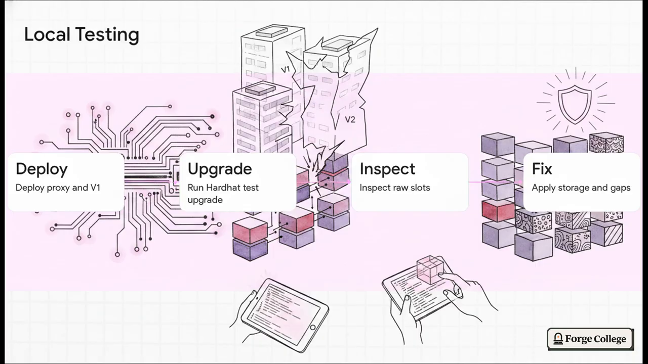1. Deploy the proxy and your V1 implementation. 2. Run a Hardhat test upgrade to that bad V2 layout. 3. Inspect the raw slots to physically watch the collision happen. And 4. Apply our unstructured storage and gaps, and then test it all again. I bring this up because hands-on validation like this is a core part of the learning methodology in Forge College programs. You don't just read about it, you deploy it, you intentionally break it, and then you fix it.